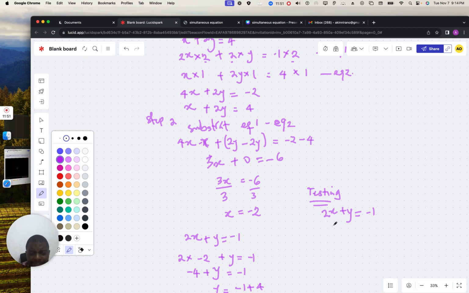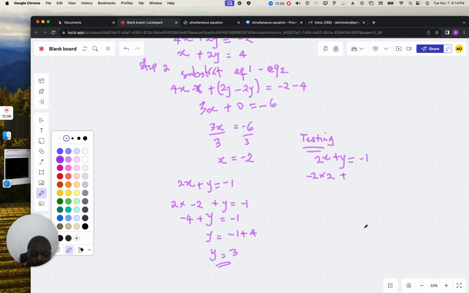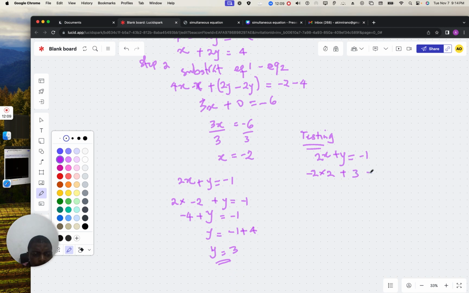What's the value for our x? Minus 2. Substituting our x value into the equation will give us minus 2 times 2 plus what? Plus 3 is equals to minus 1. You see that we have minus 4 here plus 3 is equals to minus 1. If you do the arithmetic here, it's going to give us minus 1 is equals to minus 1. So that means our value is right. Our x is equals to minus 2, and our y is equals to 3.